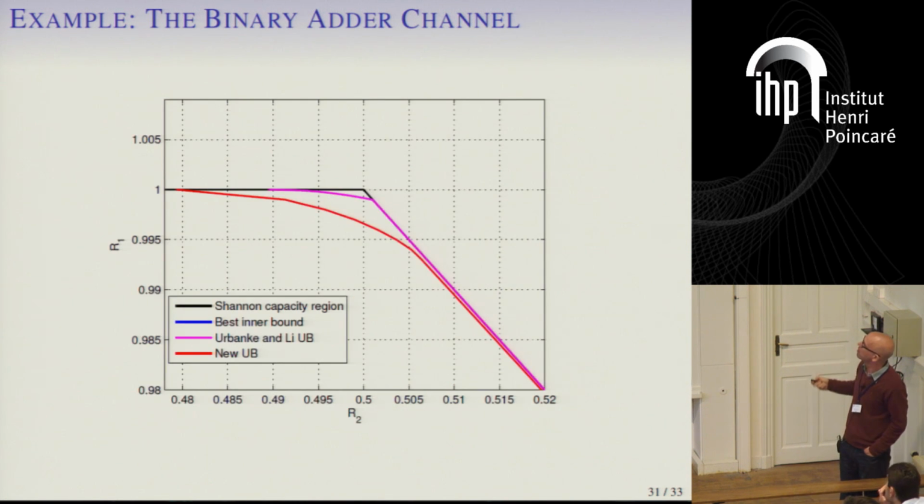If we plot this, here's a plot of the bounds. The upper curve is the Shannon capacity bound. The curve below it is Barnkey and Lee's result. And the red curve is what we get from our new bound.